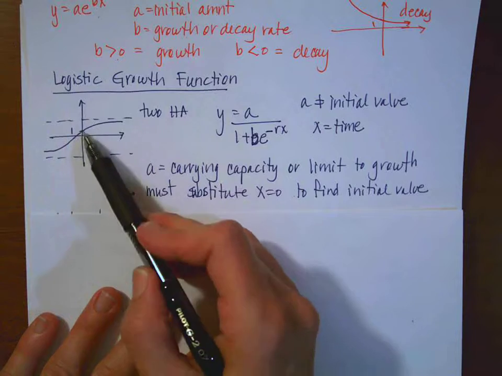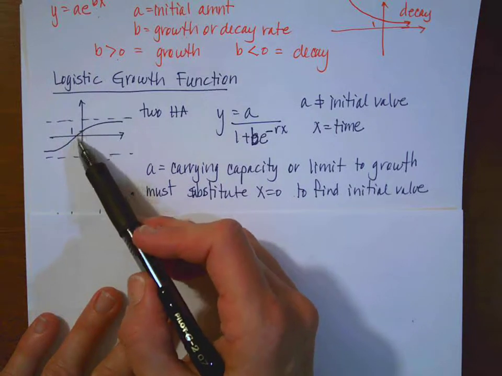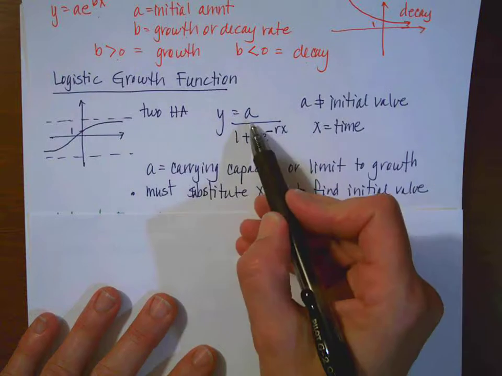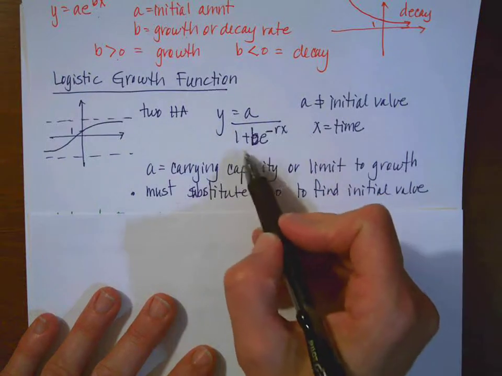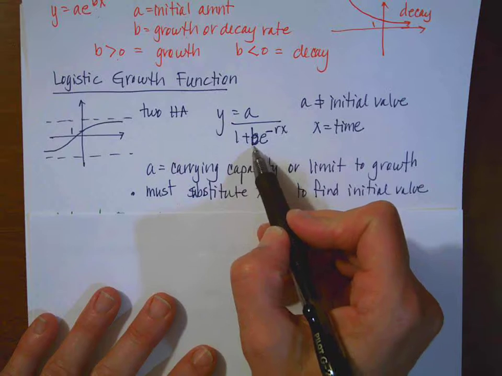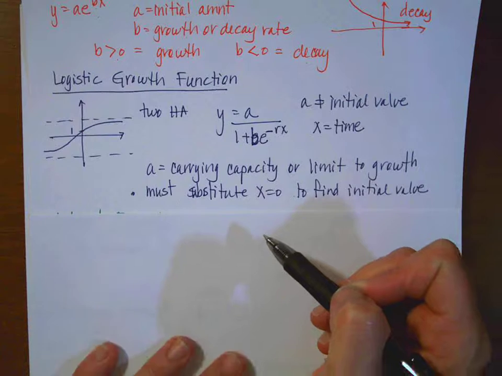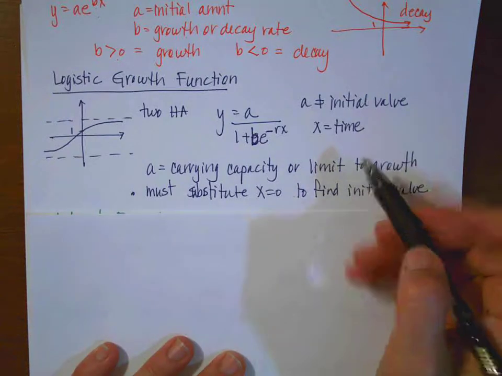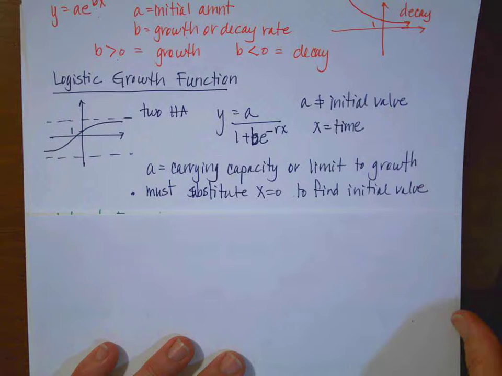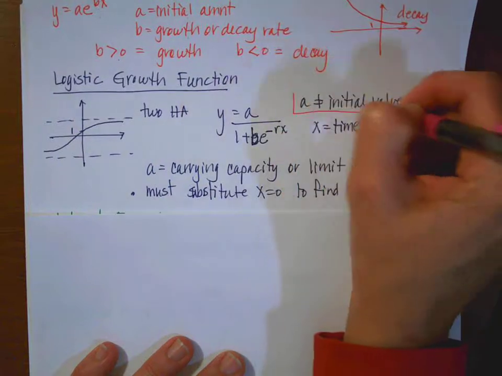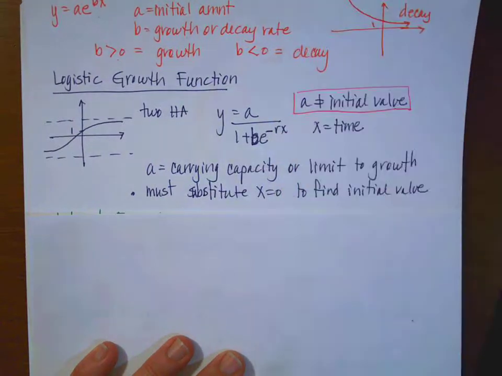It typically crosses the y-axis at 1 in its original form, and the equation is y is equal to a over 1 plus b e to the negative rx. Unlike the other two growth and decay functions, a is not the initial value. And this is a really important thing to remember. A is not the initial value in the logistic growth function. A is actually called the carrying capacity or the limit to growth.